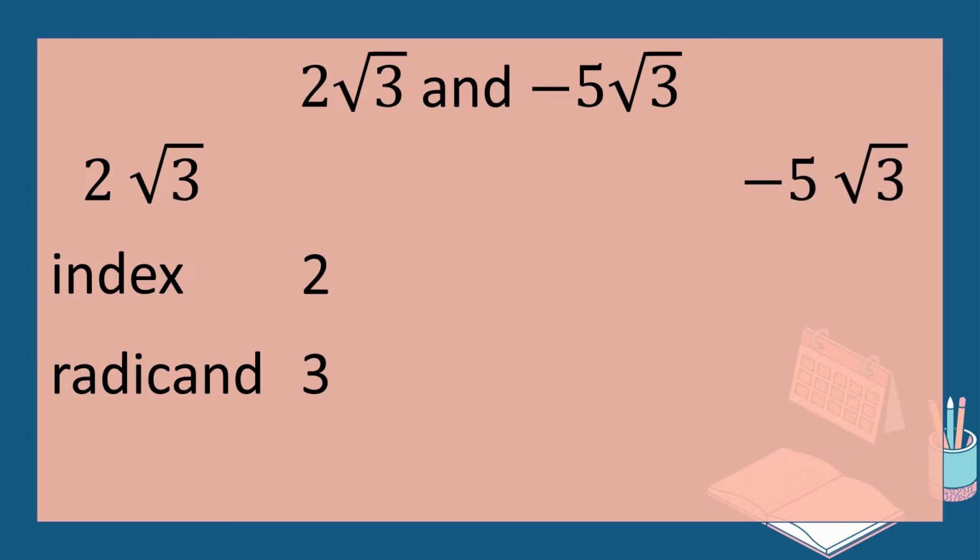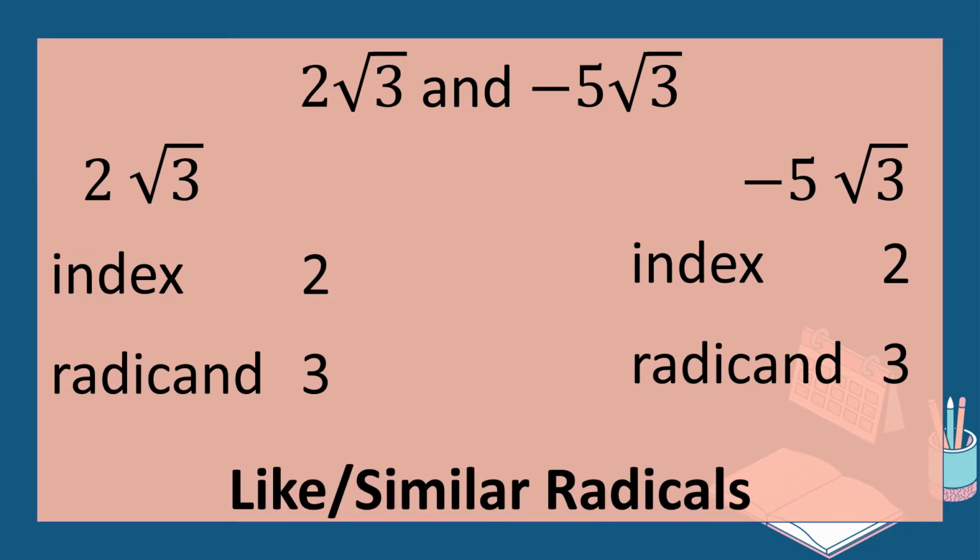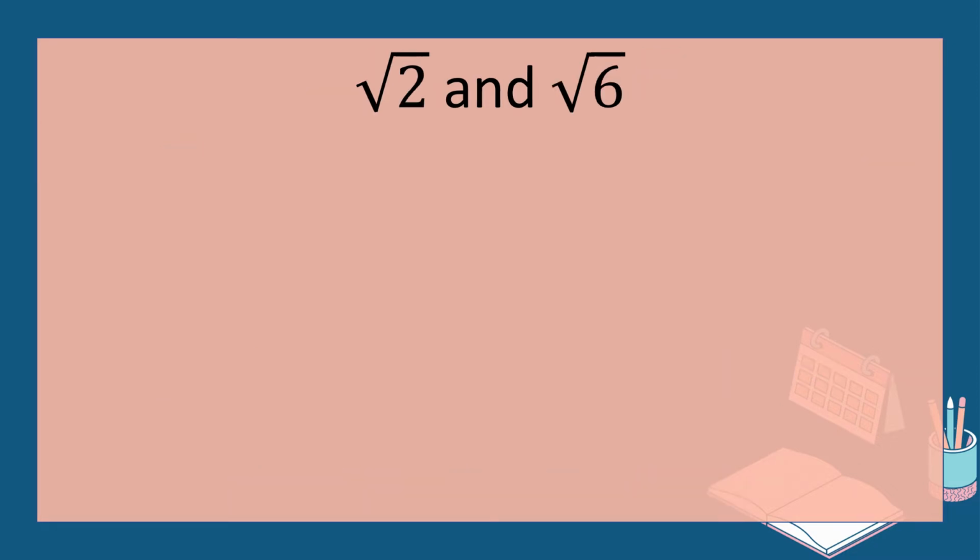Now let's proceed to negative 5 square root of 3. Our index, which is located on this part, is again invisible. Therefore, it is equal to 2. For our radicand, the expression written under the radical sign, it is 3. So we now compare. The indices are the same, the radicands are the same, therefore, the given example is similar or like radicals. For our next item, we have square root of 2 and square root of 6.